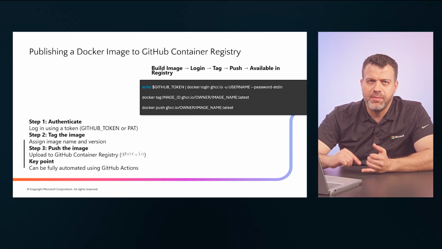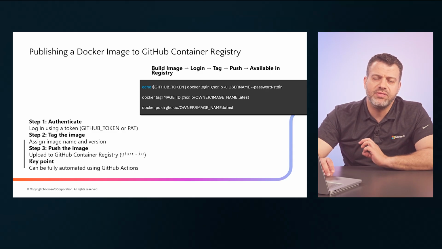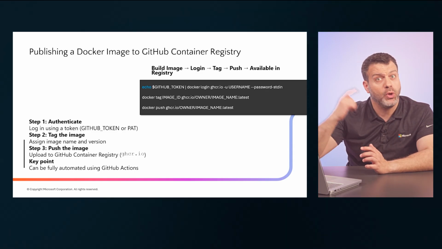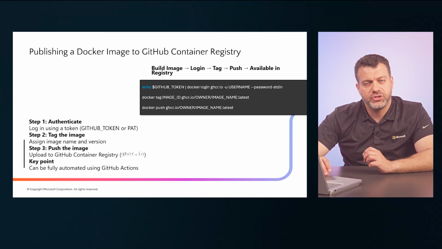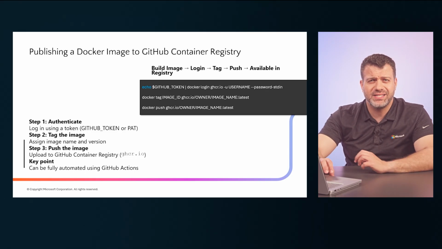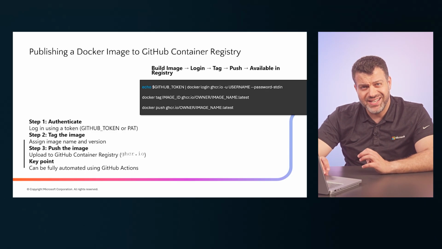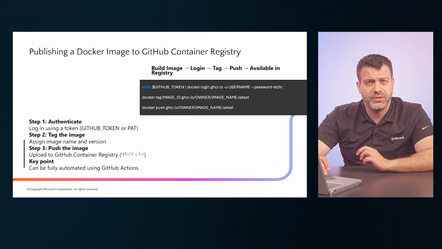Then we tag the image. This really assigns a name, a version, and an ownership to the image so that it can be stored and referenced correctly in the registry. That's how we will be able to pull it later using that tag. Third, we push the image. This will upload the image into the GitHub Container Registry where it can be accessed by your team. Your CI/CD pipeline or the deployment environment will also have access to it.